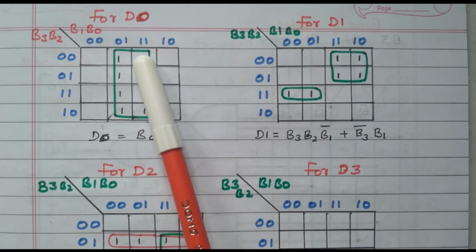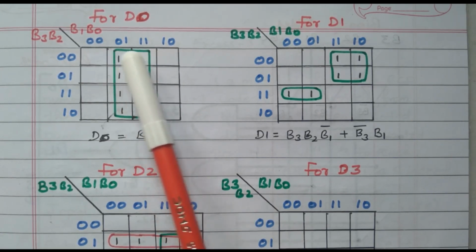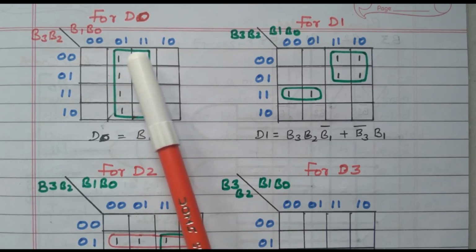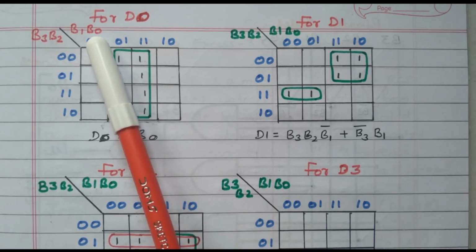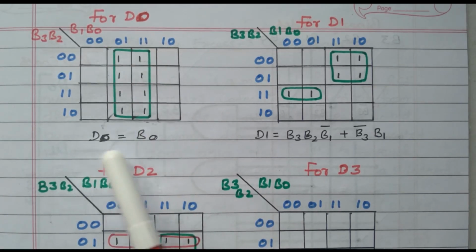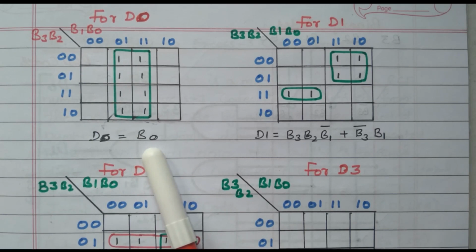The first 0 and the first 1 got cancelled because 0 and 1 is cancelled. This second one is available: 0, 1, 1, 1. This one is available commonly. What is that? This one is nothing but B naught. So that D naught value is B naught, right?